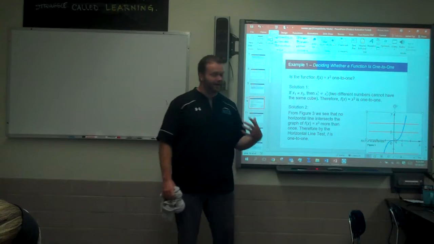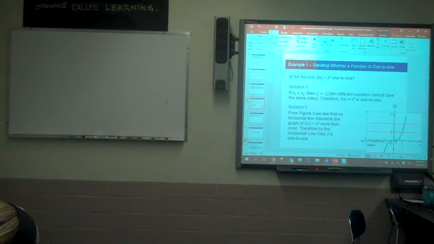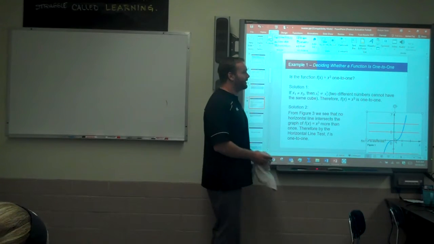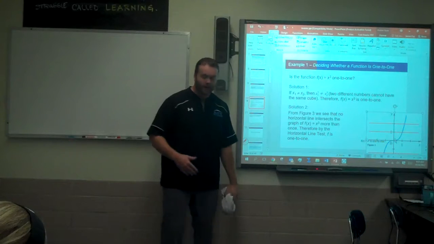If you think about it logically, there's no number in the number system that when you cube it gives the same value as another number cubed. Take 2 and 5. If I cube 2, I get 8, and there is no other number I can cube to get 8. 5 goes to 125, and there's no other number I can cube to get 125. So that's one argument we could use to prove algebraically that a function is 1-to-1.